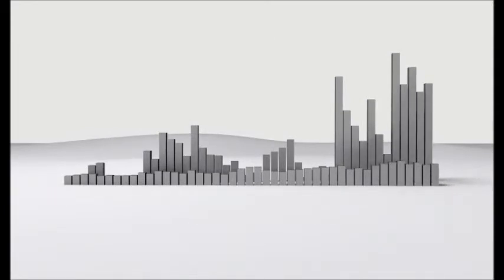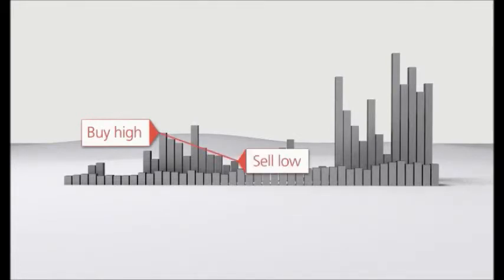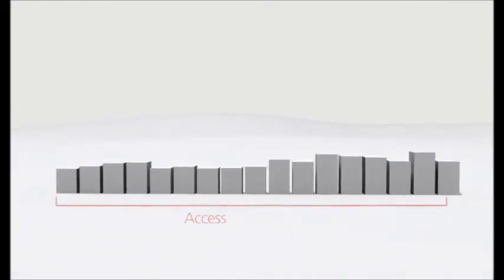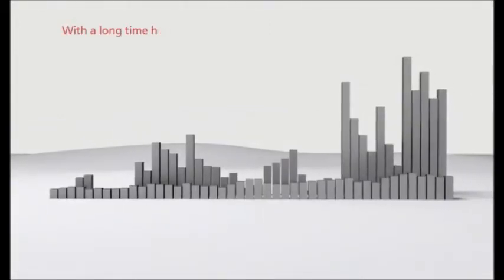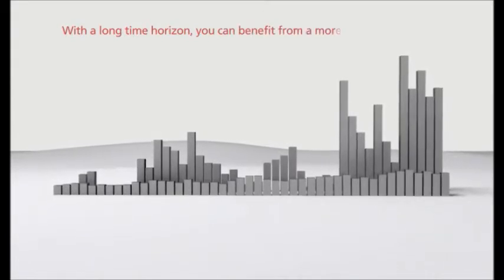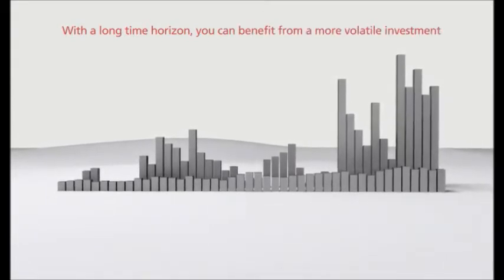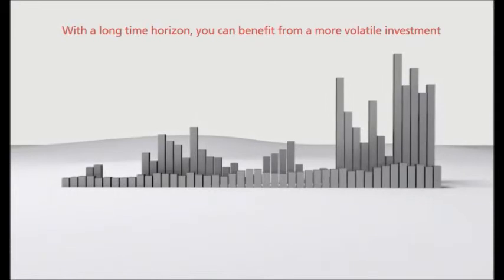For example, since you can lose money by selling your investment when the price is lower than when you bought it, if you need to access your investment after a short time, you may need more stability and may need to accept lower returns than if you can remain invested for a long time. On the other hand, with a long time horizon, you can benefit from a more volatile investment if you are comfortable waiting out the ups and downs.